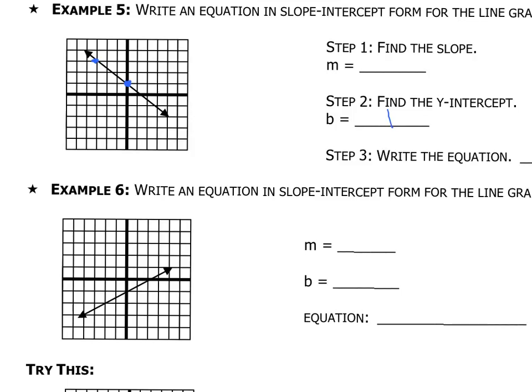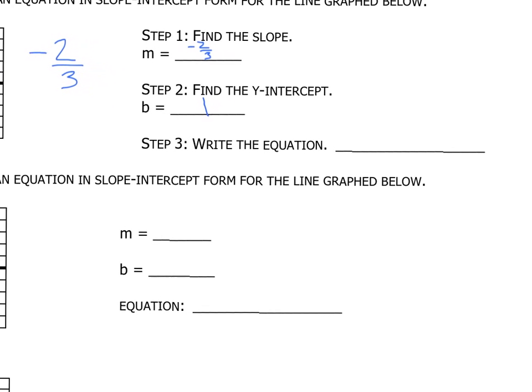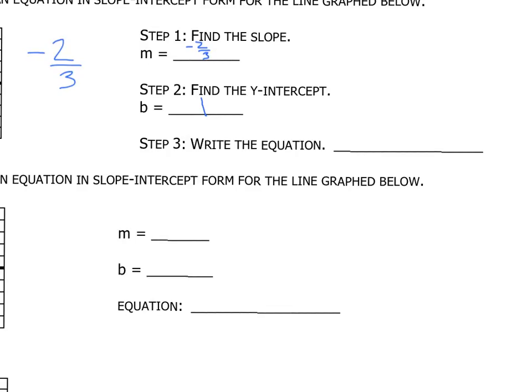So change in y is how much it goes up or down. So does it go up or down? Well, to get to this dot, looks like it goes down 2 over 3. Since it goes down, it's negative. It goes down 2 over 3. So my slope is negative 2/3. So now, when we go to write our equation, all we need is our slope and our y-intercept. y equals slope x plus 1, and that's it.